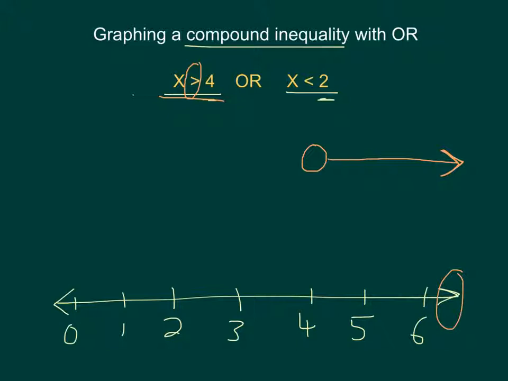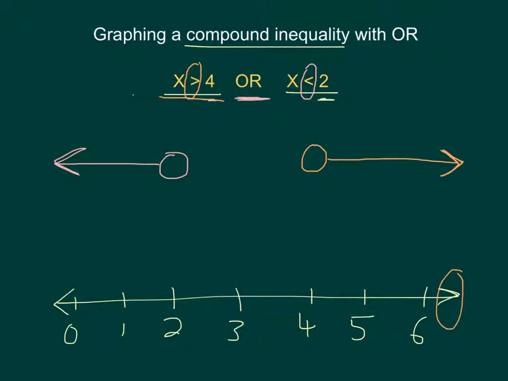For the x is less than 2, we're going to have an open circle at the 2, and looking at the shape of that less than, we know it's going to go down towards the left arrow. So now we have to draw it on our number line.